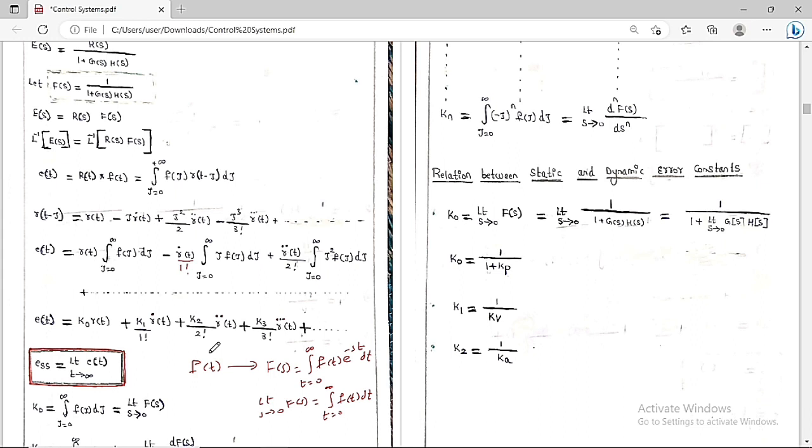So remember, e of t is equal to k0 into r of t plus k1 by 1 factorial r dash of t plus k2 by 2 factorial r double dash of t plus k3 by 3 factorial r triple dash of t and so on. And kn is equal to limit s tends to 0 of the n-th derivative of f of s with respect to s. We can substitute the value of n as 0, 1, 2, 3 and so on, and f of s is equal to 1 by 1 plus g of s h of s. If you remember these formulas, everything is simple and clear. So this is all about this concept.